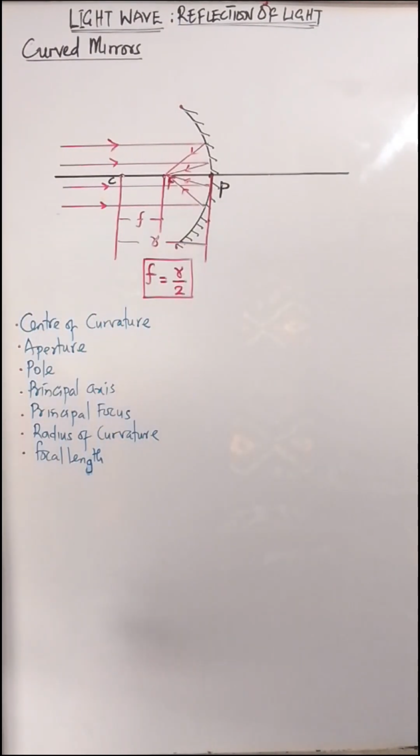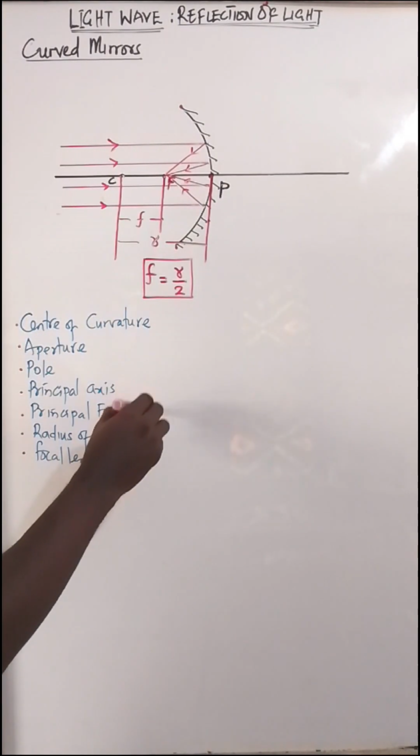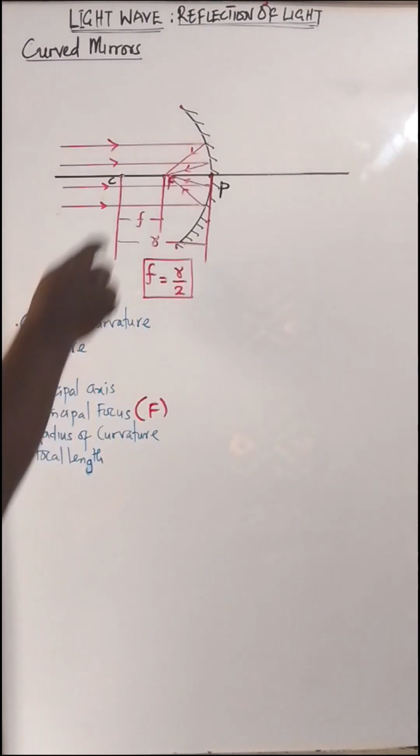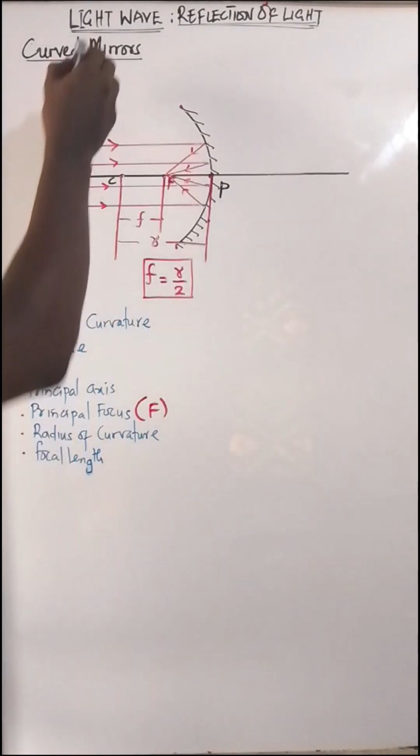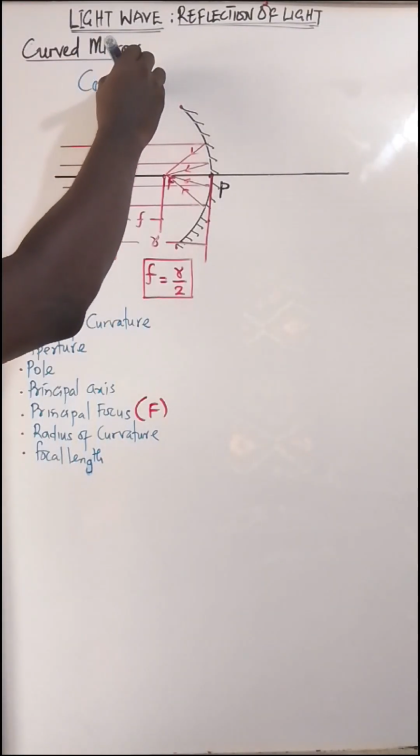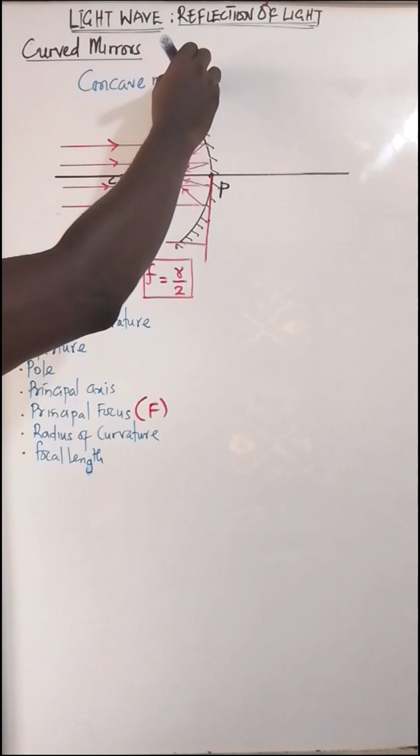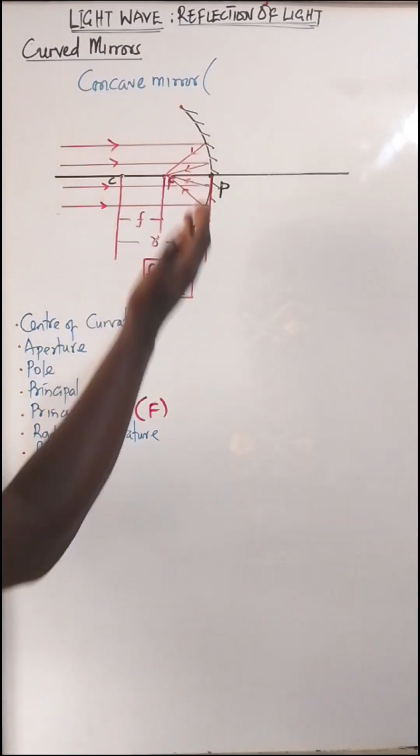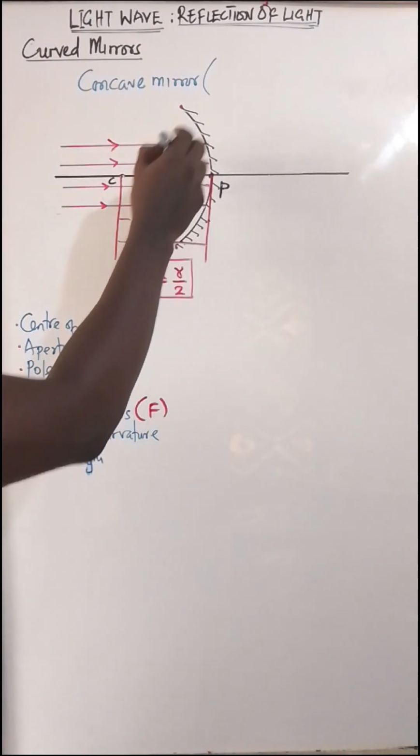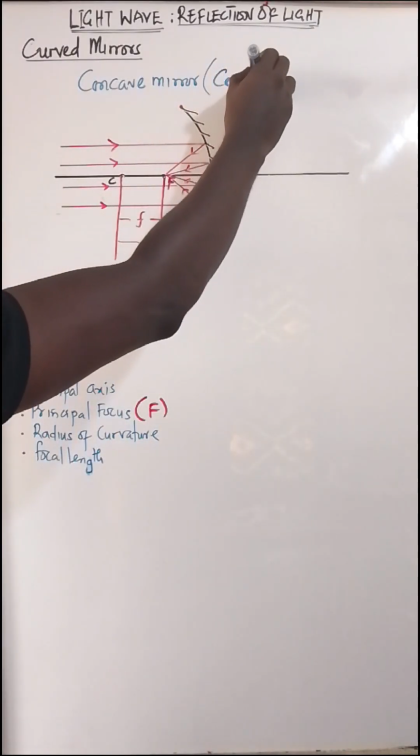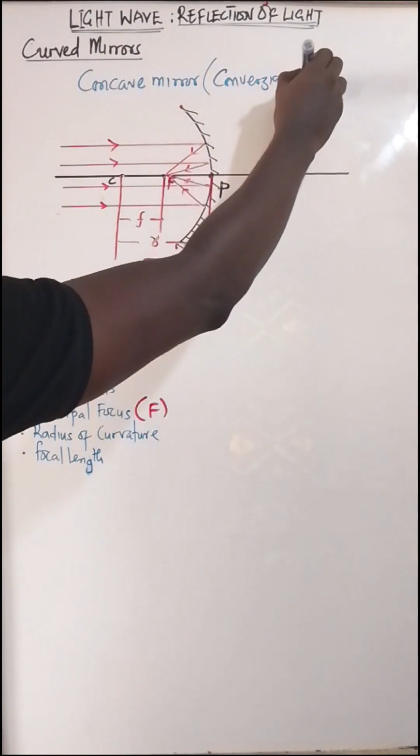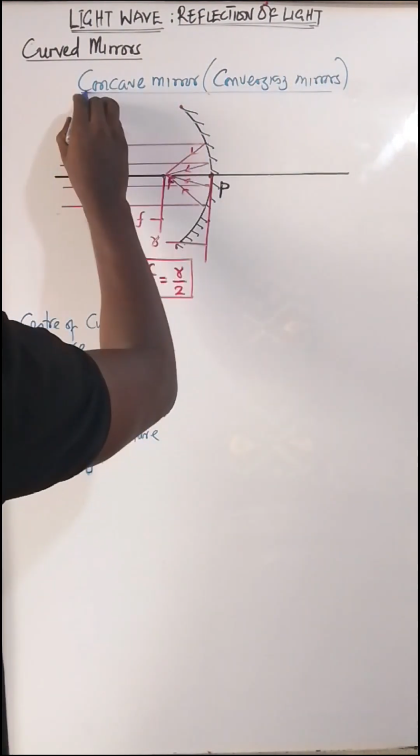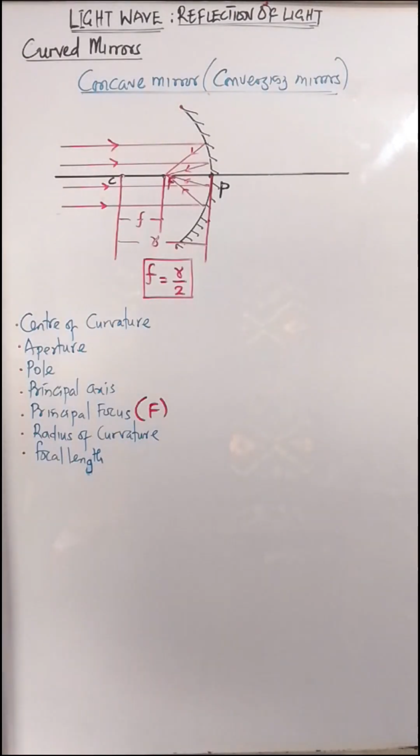What about the principal focus? The most important part, which they normally ask in exam. For principal focus, it depends. For example, this mirror is a concave mirror because it's bent inward. But something about a concave mirror is that when parallel rays hit it, they converge at the principal focus. So that's why concave mirrors are also called converging mirrors. Why? They converge after reflection.